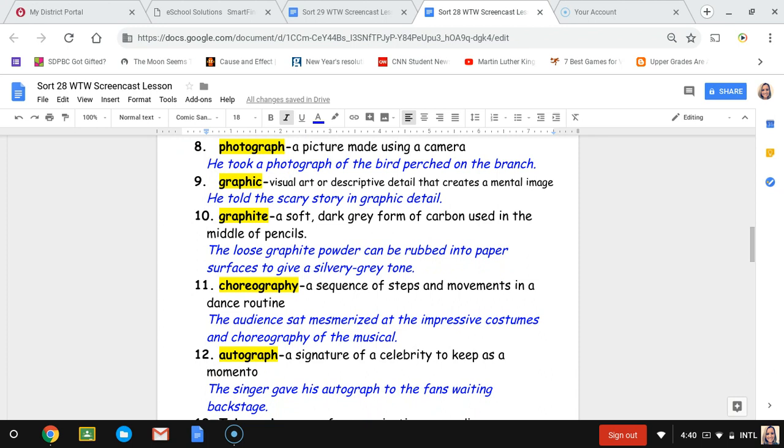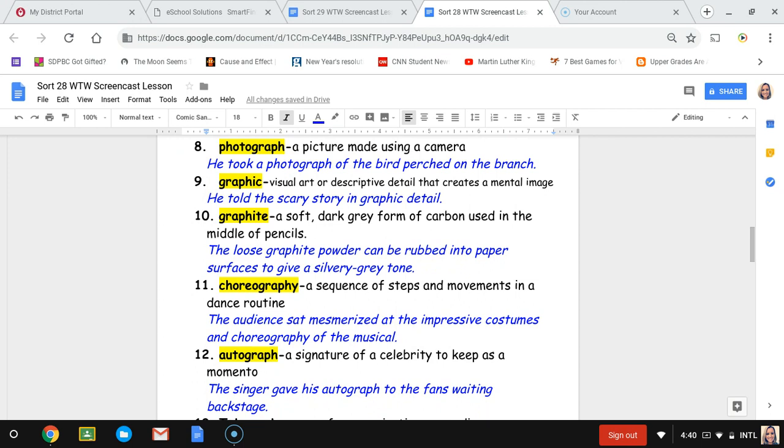Number 10, graphite. Graphite is a soft dark gray form of carbon used in the middle of pencils as like pencil lead. So the sentence that I have for graphite is, the loose graphite powder can be rubbed into paper surfaces to give a silvery tone.